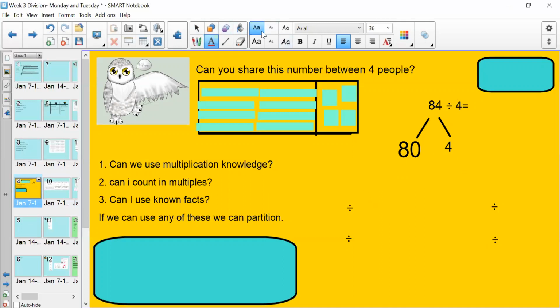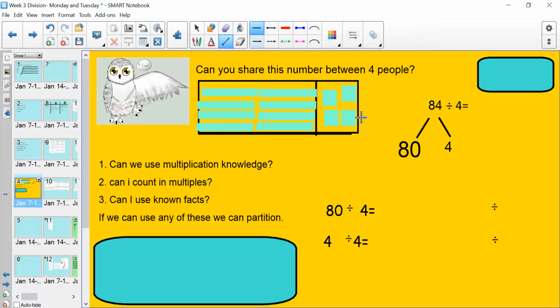So our first sum will then be 80 divided by 4 equals. And our second sum will be 4 divided by 4 equals. Just so you know where those numbers are coming from, the 80 is coming from up there, and that's why we're dividing 80 by that number, 4. And this 4 is there, and we're dividing it by 4, which is the main part of the sum, because we have to share it between 4 people.